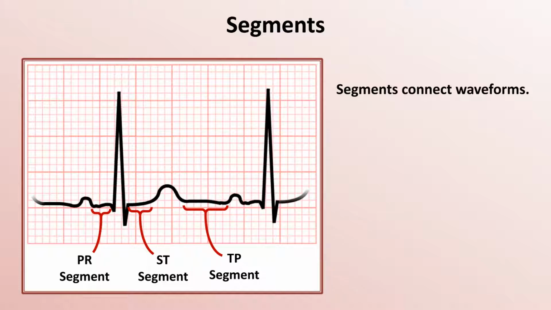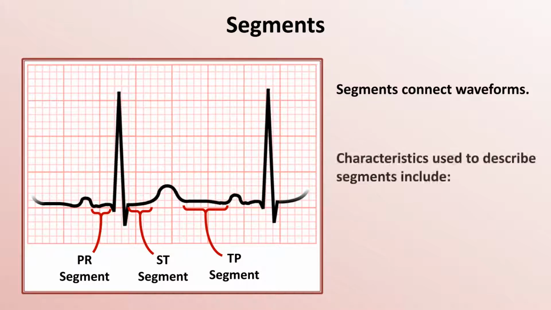The TP segment is important because, in the absence of a U wave, it is the part of the EKG that is least likely to be affected by pathology and thus serves as the reference point against which deflections of the other segments and waveforms can be measured. It is sometimes referred to as the isoelectric point of the recording.